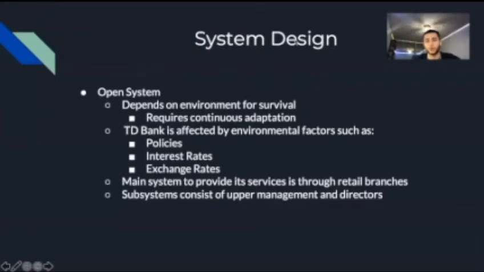We start our organizational analysis of TD with the system design. TD is based off of an open system, which means it depends on the environment for survival and requires continuous adaptation. Furthermore, TD Bank is affected by environmental factors such as policies, interest rates, and exchange rates. The main system consists of the firm's retail branches used to provide its services, while the subsystems consist of upper management who allocate workflow and resources.